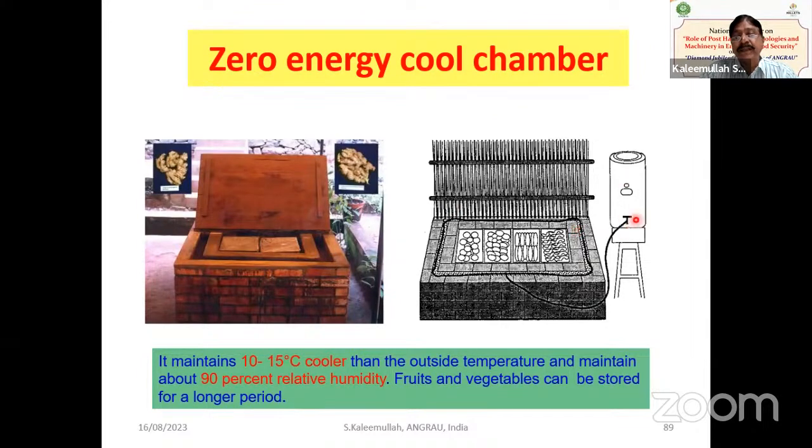And you can see here, this is a tank. A pipeline with a number of holes is connected to this tank, and the water flows drop by drop through the sand. The main principle here is that during the summer period, when hot air contacts this wall, it passes through the small pore spaces, and the moisture available in the sand evaporates, and thereby the temperature inside is cooled by at least 5 to 10 degrees. Inside you can keep fruits and vegetables.